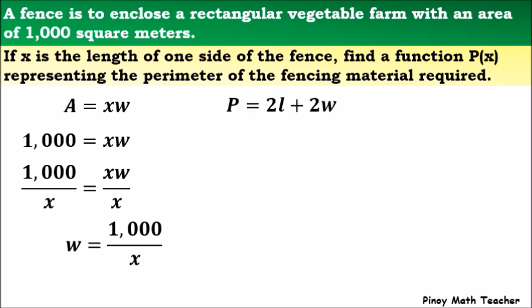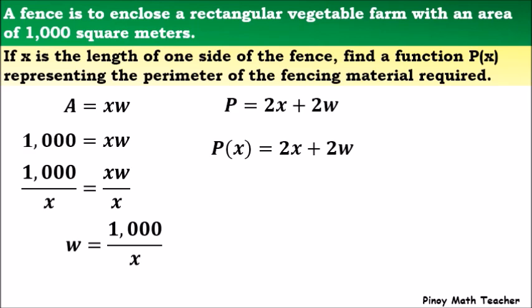Ito naman ang formula para makuha ang perimeter ng rectangle. So, P equals 2L plus 2 width. Ang length ay nire-represent ng x. So, we have P equals 2x plus 2w. Ang kailangan natin ay function P of x na magre-represent sa perimeter ng fencing material na kailangan. So, we have P of x equals 2x plus 2w.